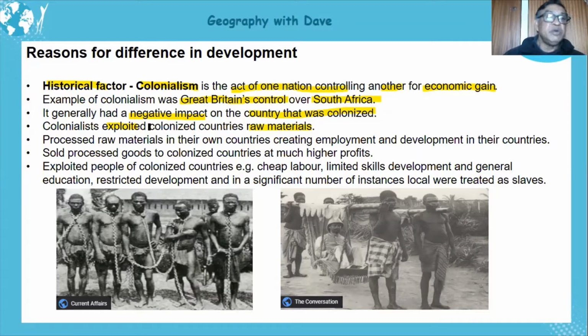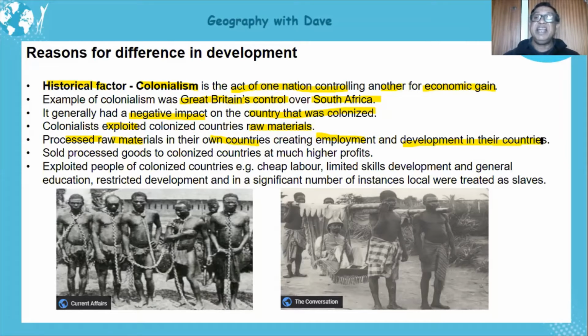And then what did they do? They processed these raw materials in their own countries. And in their own countries, what did they do? They created employment for the people, skills for the people. There was more employment, more skills, more production, more processing. It led to the development of their countries.